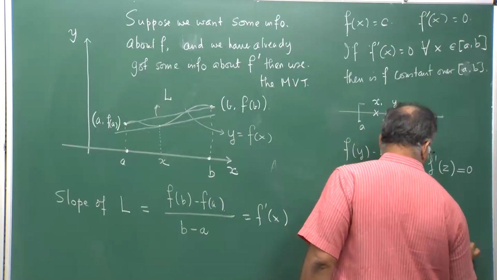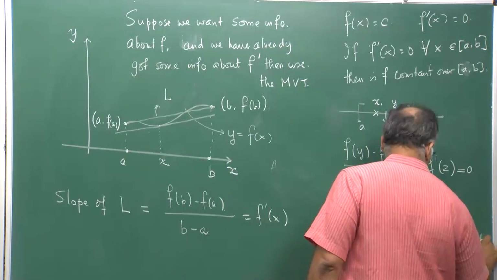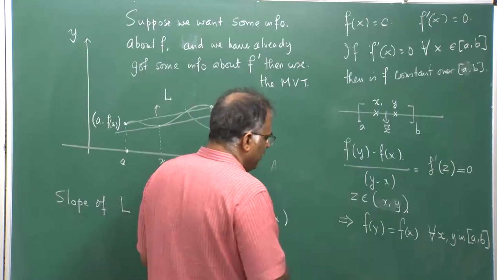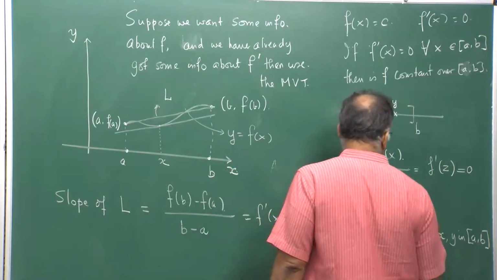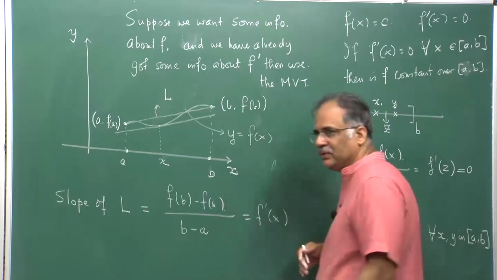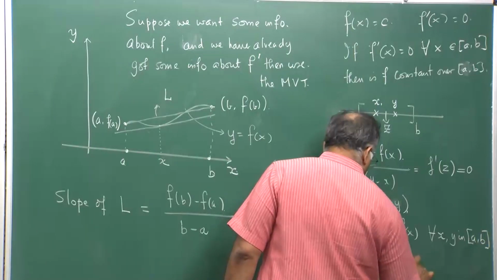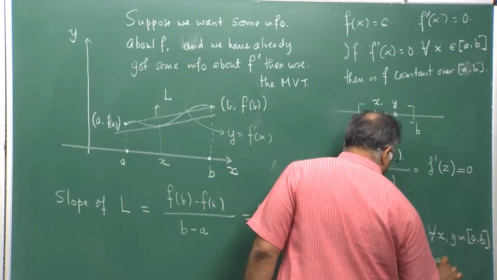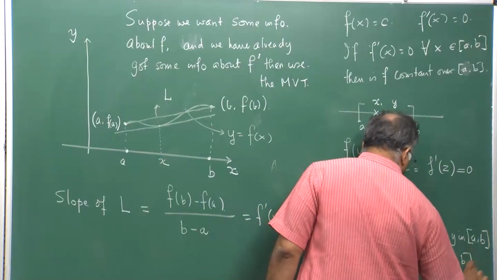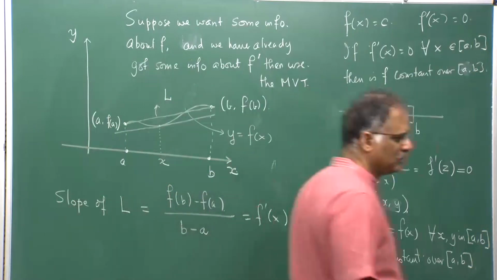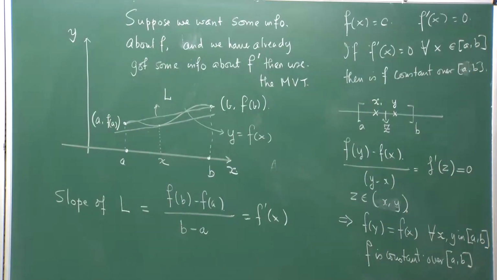This holds for all x, y in AB, because they have been chosen arbitrarily. Whatever two points you take, they would have the same value. If you take any other point z, it will have the same value as f(x) and hence the same value as f(y), which means f is constant. So, this is an application of the mean value theorem, and a very important and interesting one.